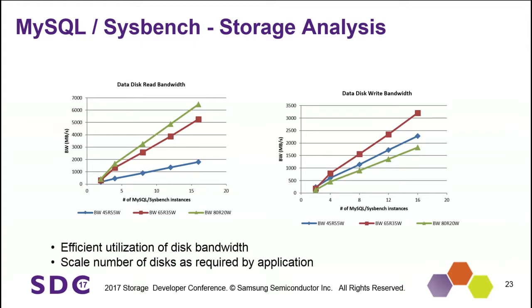I think this doesn't say anything else. It sort of says the same thing. The read bandwidth and the write bandwidth across the three read-write configurations: we are basically efficiently utilizing the disk bandwidth that is delivered by NVMe-over-Fabrics.